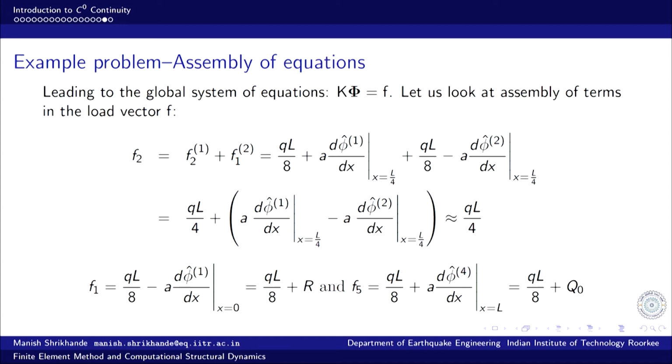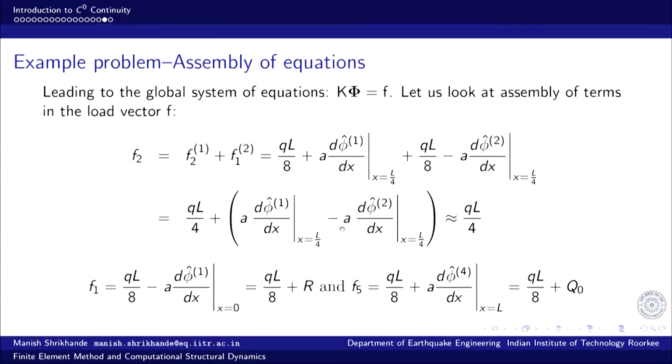In theory they should, that is what the equilibrium implies, but in practice, in the actual finite element approximation, they do not cancel exactly. In fact, this difference is often taken as a measure of mesh refinement, or how good the approximation is, what is the quality of approximation. So, what is the error in satisfying the equilibrium.